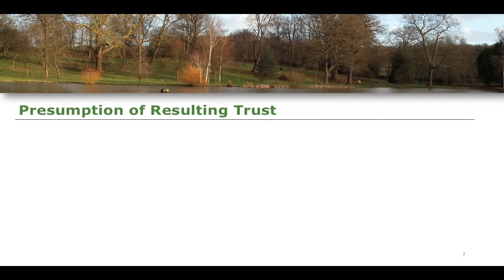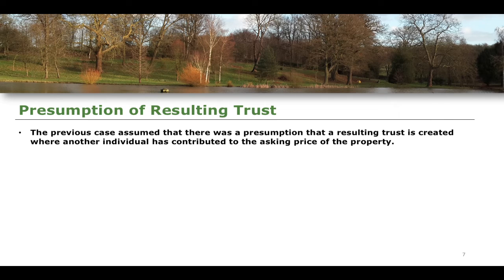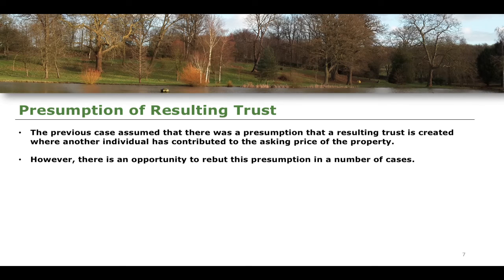This gives rise to an evidentiary presumption, the idea of there being a presumption of a resulting trust. The previous case assumed that there was a presumption that a resulting trust is created where another individual has contributed to the asking price of a property. And so this is obviously an opportunity that is able to be rebutted, but at least when it comes to the evidentiary standard that the courts have set, the case of Dyer and Dyer tells us that essentially, if another person has contributed significantly to the asking price of a property, there is a presumption that there is not a gift in that regard.